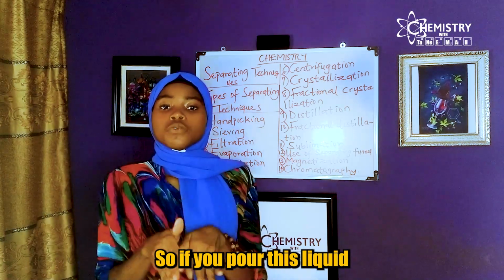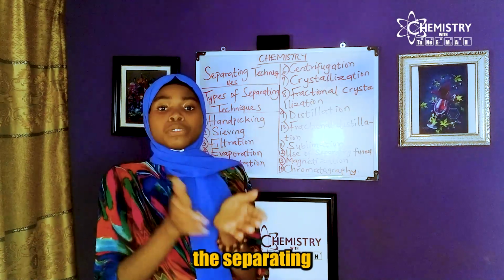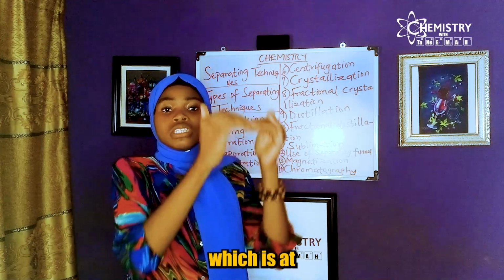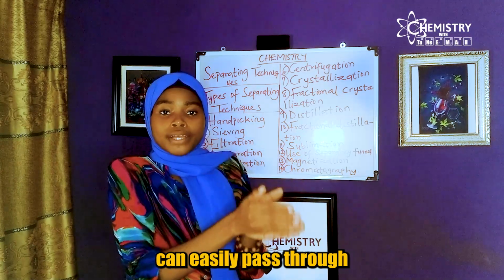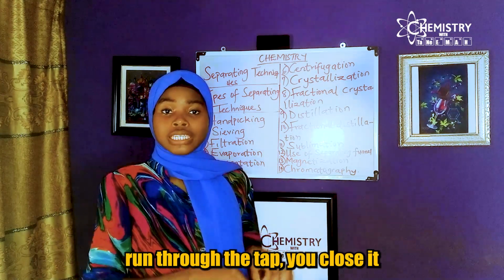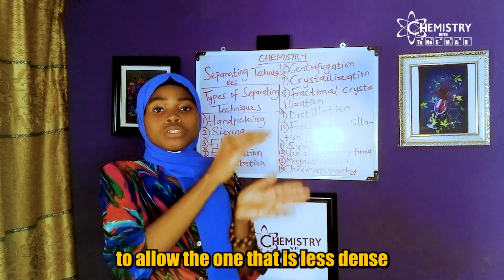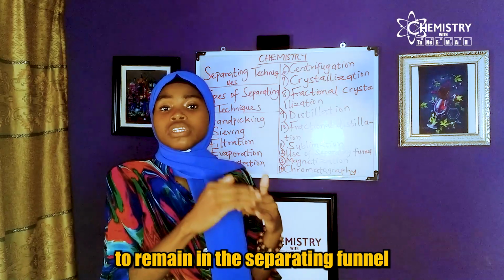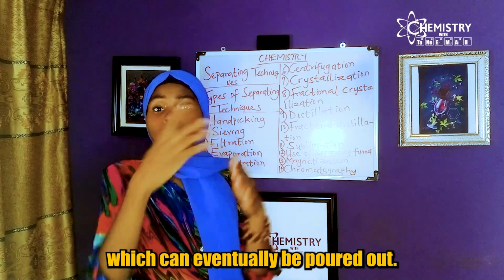So if you pour this liquid into a separating funnel, the separating funnel has a tap through which the one that is more dense, which is at the bottom, can easily pass through, and you close the tap. Once it has completely run through the tap, you close it to allow the one that is less dense, which was initially at the top, to remain in the separating funnel, which can eventually be poured out.